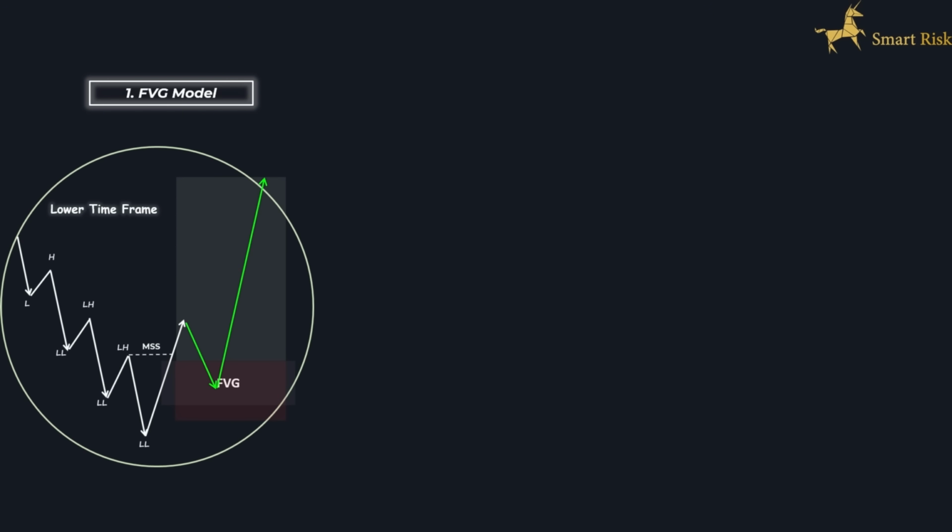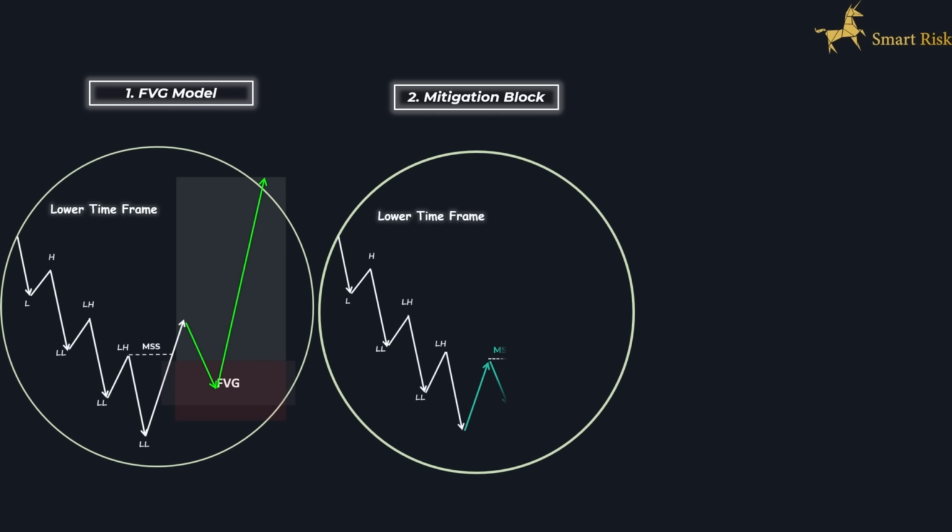For the take profit, you can target the nearest liquidity pool on the current time frame, or aim for higher time frame key levels if you're looking for a larger move. Similarly, in the second entry approach, after price taps into the higher time frame supply or demand area, if it forms a mitigation block on the lower time frame, that gives us a strong opportunity to go long.